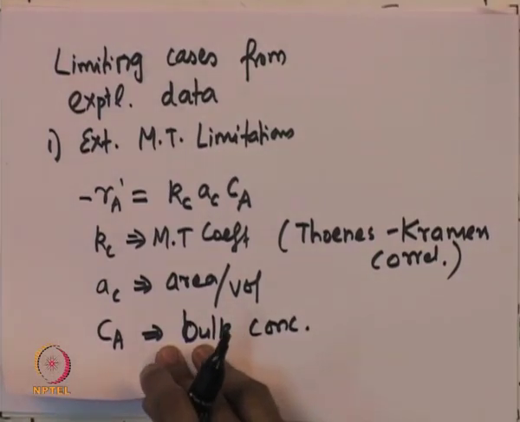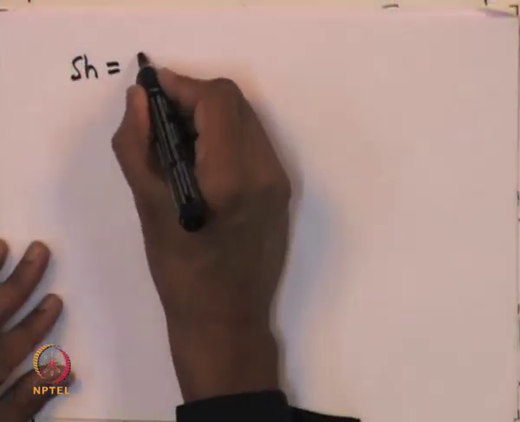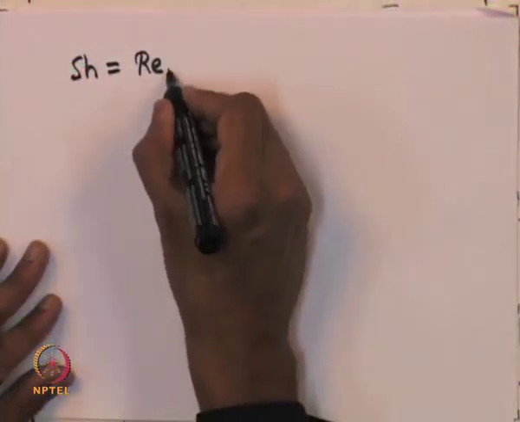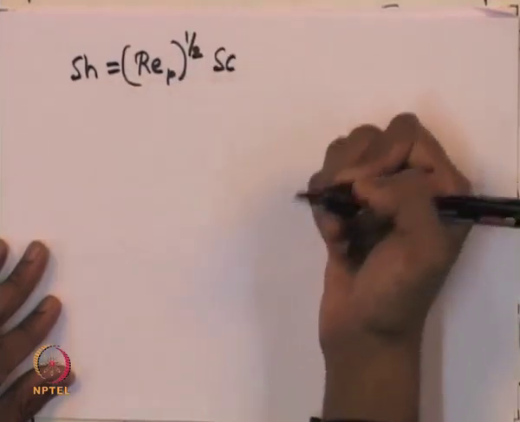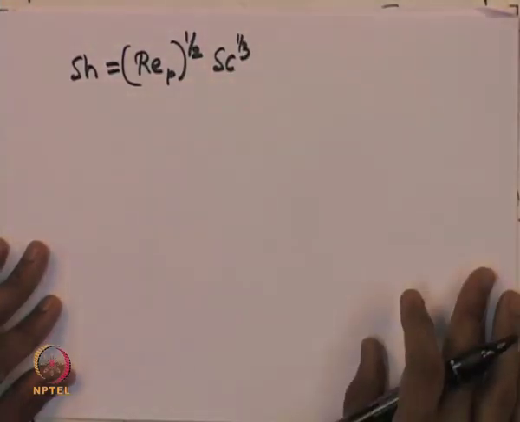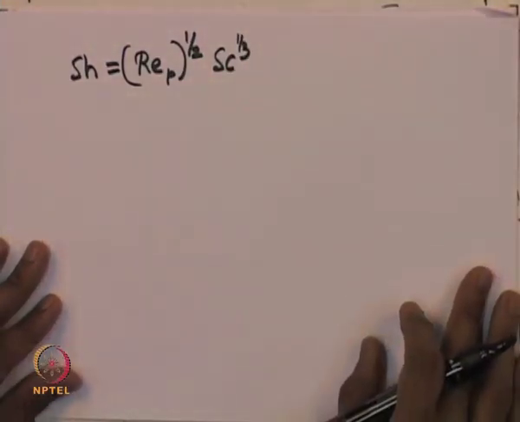Now, let us look at the dependence of the mass transport coefficient on various system parameters. The mass transport is given by these correlations, so let us take an example and look at the Thornes-Kramer relationship. That is given by the Sherwood number equal to the Reynolds number based on the particle diameter to the power of half, multiplied by the Schmidt number to the power of 1 by 3.